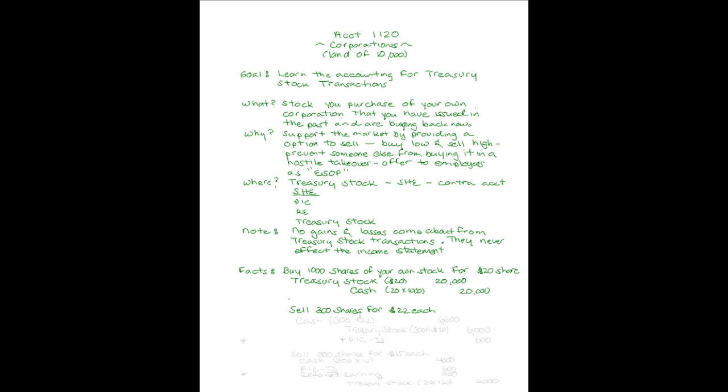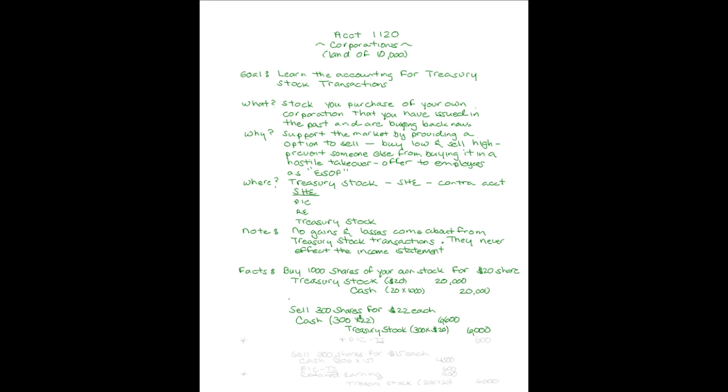Let's say you sell 300 of those shares that you bought for $22 each. How much cash will you get? 300 shares, $22 a share, you will get $6,600. How much comes out of Treasury stock? Well, you put it in Treasury stock at $20 a share, so it must come out at $20 a share. 300 times 20 is 6,000. So you sold it for $6,600, and you paid $6,000 for it.